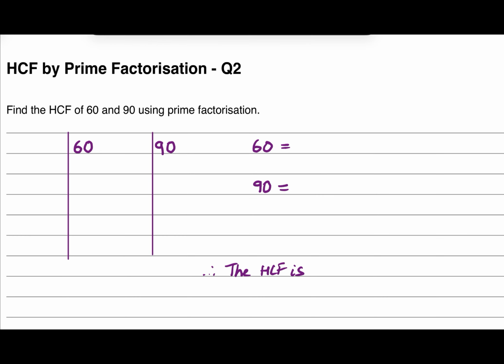Question number 2. Take the prime factors of 60 and 90. Easy. 2 into 30. 2 15's are 30. Now 15 doesn't go by 2, so I'll move to 3. See, over here you can either begin with 2 or 3 or 5. That doesn't matter as long as all of them are prime numbers, okay?